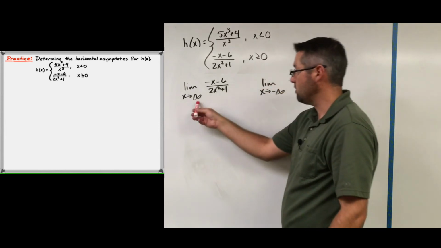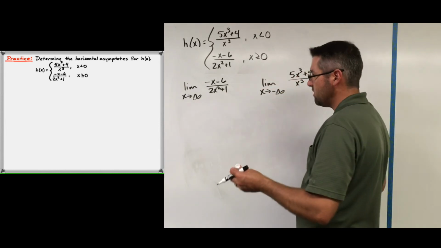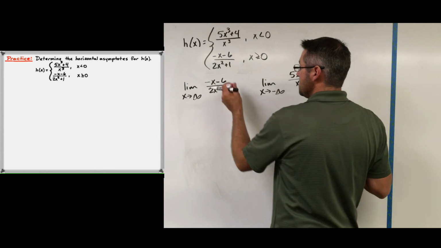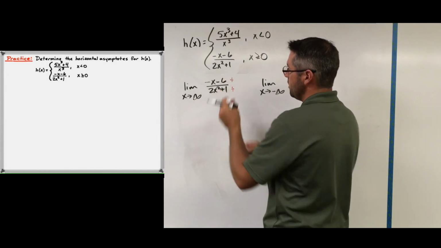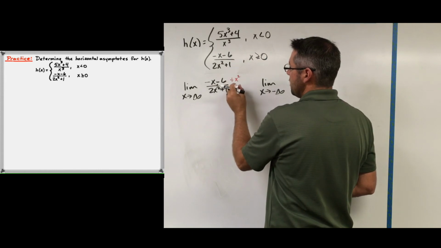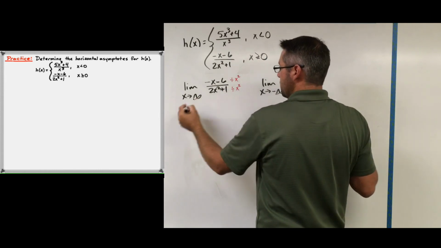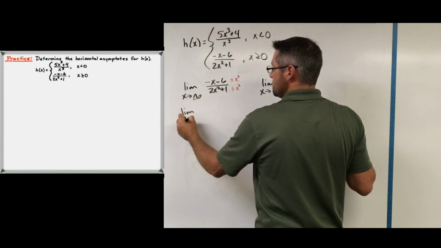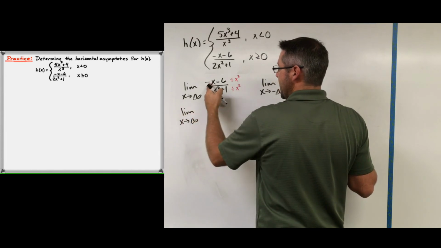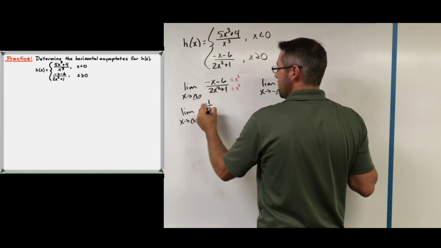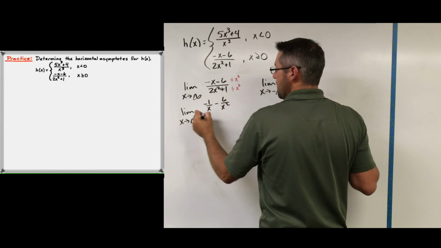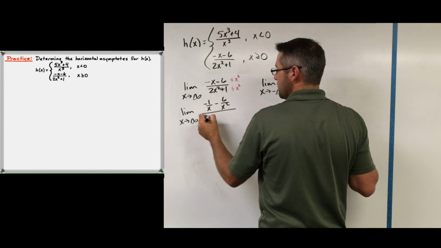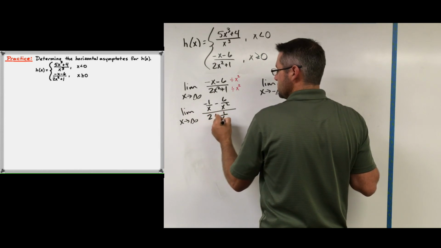Remember, anytime you're dealing with infinity or negative infinity, you can always try dividing by the highest power. Well, what's the highest power here? The highest power is squared. So I'm going to divide by x squared on both of those. So we get the limit as x approaches infinity of negative x over x squared is negative 1 over x, negative 6 over x squared. And then 2x squared over x squared is 2, plus 1 over x squared.